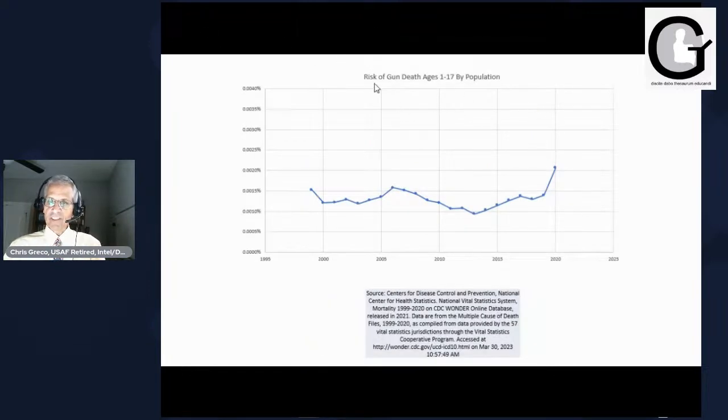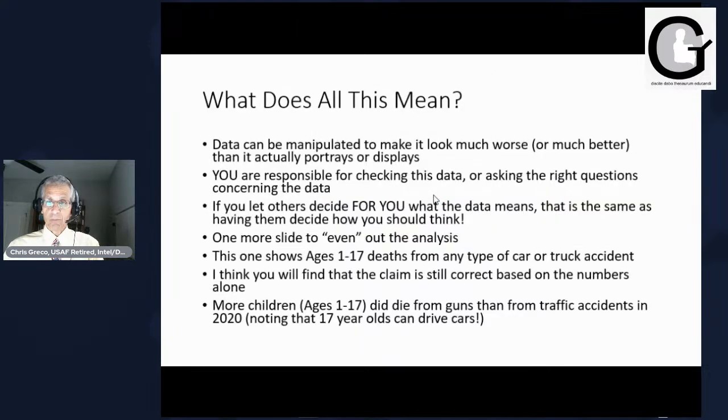Now, risk of gun death, ages 1 to 17. Look at this: 0.0015% to a height of 0.0020%. It's very, very small, folks. Very, very small. Now, if you did this in Australia with their numbers and whatever else, I don't know what you would find, but you'd have to compare it that way. And I think that's pretty important.